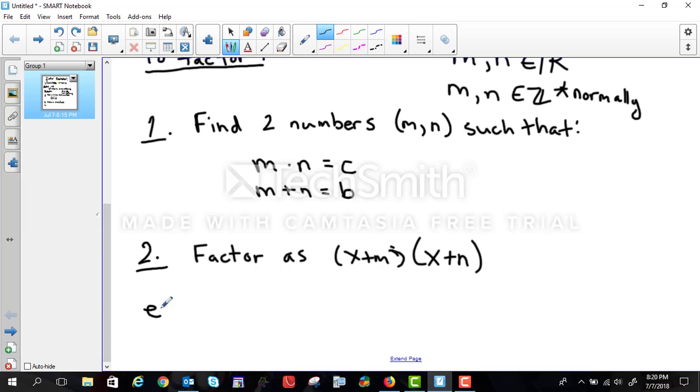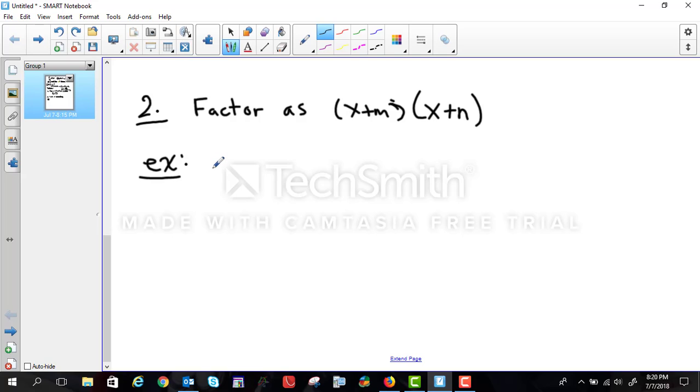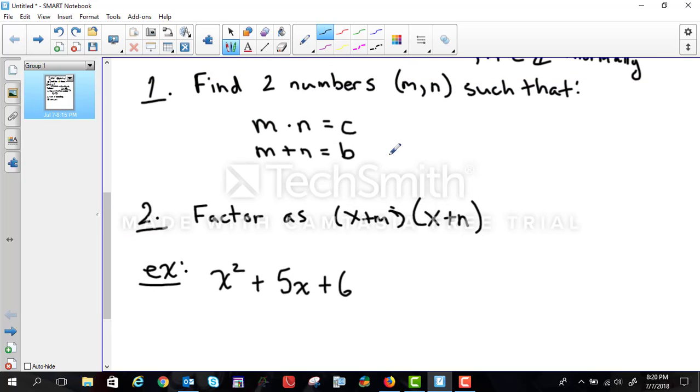So for example, if I wanted to factor x squared plus 5x plus 6. Remember, this is what we're looking for. We're looking for two numbers that multiply to give us c. So in this case, we want m times n. We want the two numbers to multiply to give us 6, because that's c. And they have to add up to, m plus n has to be 5. So we need two numbers that multiply to give us 6 and add to give us 5.